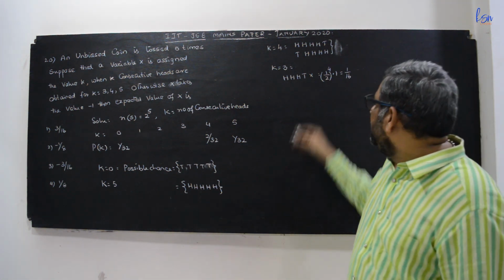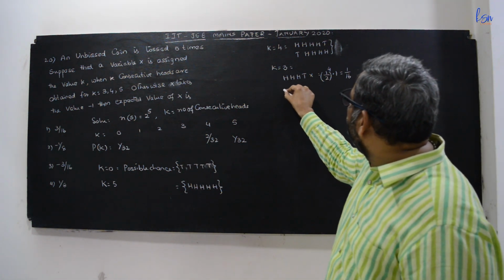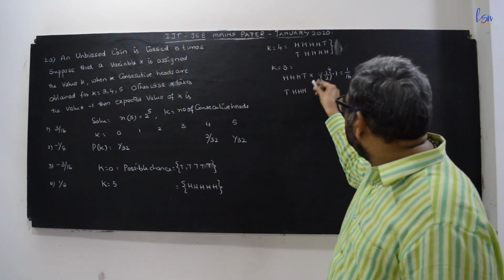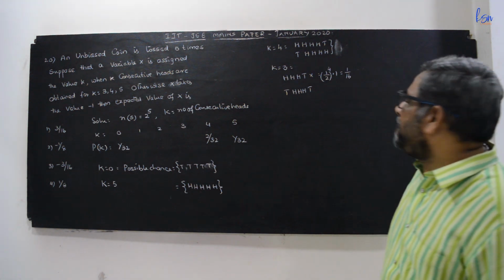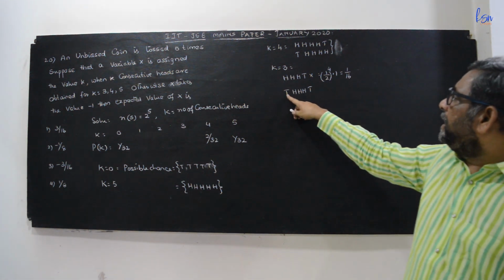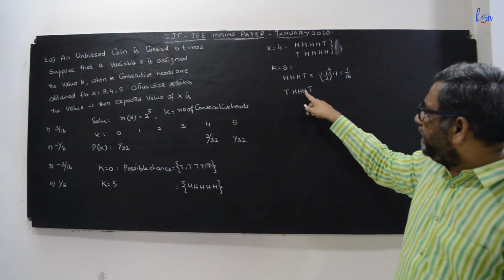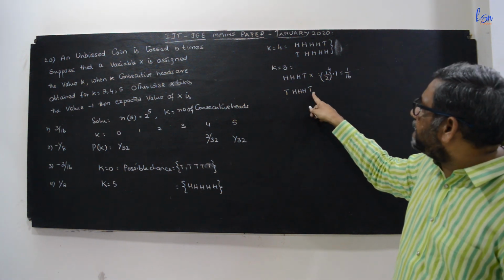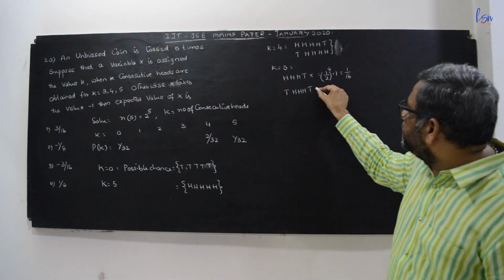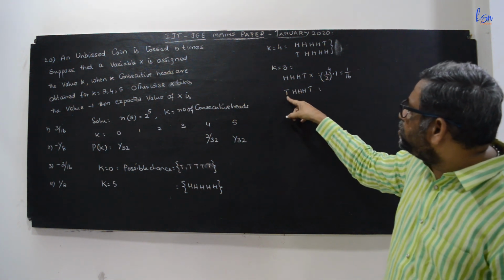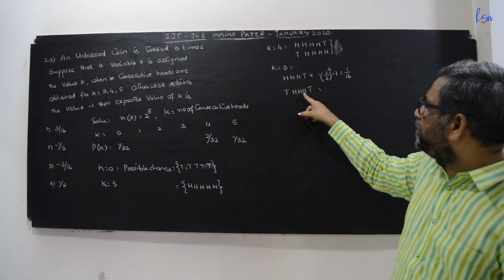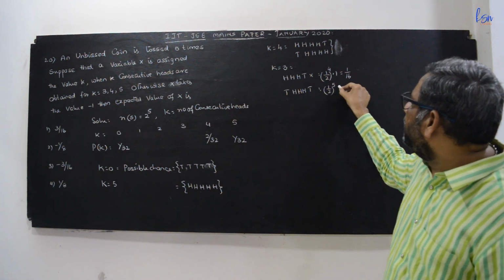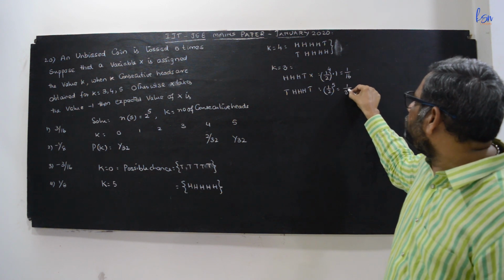This is one option. The second one is, if you take tail here, you can have 3 heads after it. This last one must be a tail, because if tail occurs here and 3 heads here, there should not be a head. If there is a head, 4 heads will come consecutively. So it can be taken as 1 by 2 for each, 1 by 2 whole power 5. That is 1 by 32.